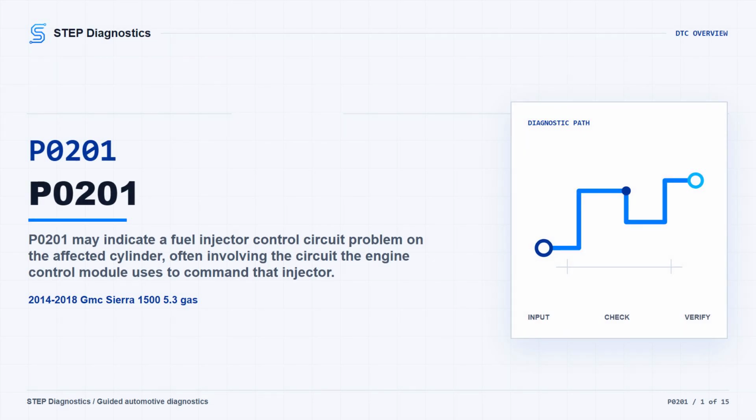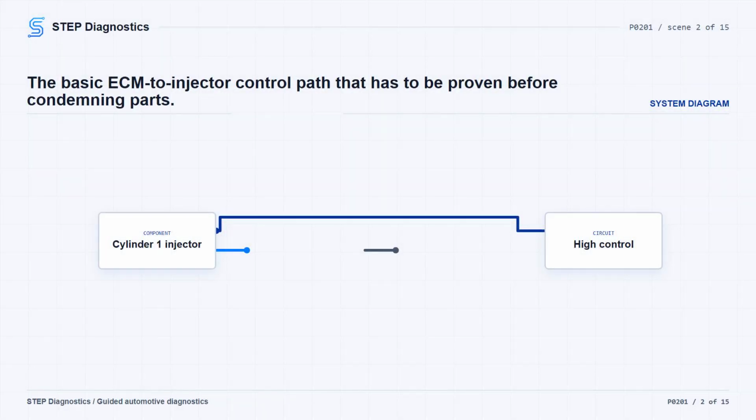On this 2014 to 2018 GMC Sierra 1500 with the 5.3 gas engine, P0201 points us toward a possible fuel injector control circuit problem on the affected cylinder. The truck may run rough, misfire, set the MIL, or disable that injector when the engine control module sees a circuit fault. Broadly, we're thinking about the injector itself, the high and low control wiring, connector issues, or a possible ECM driver concern. The key is not to guess at the injector first.